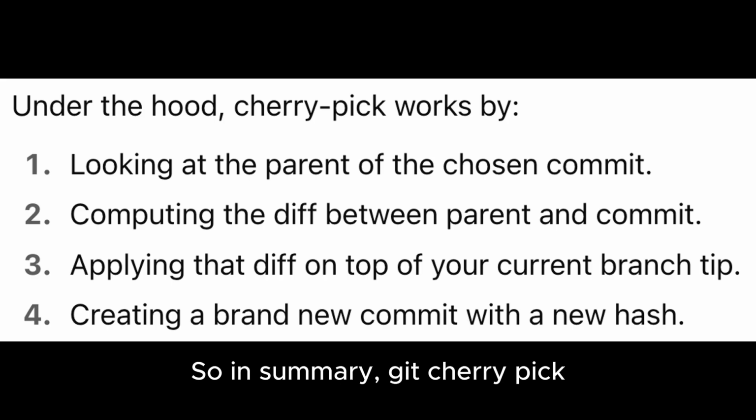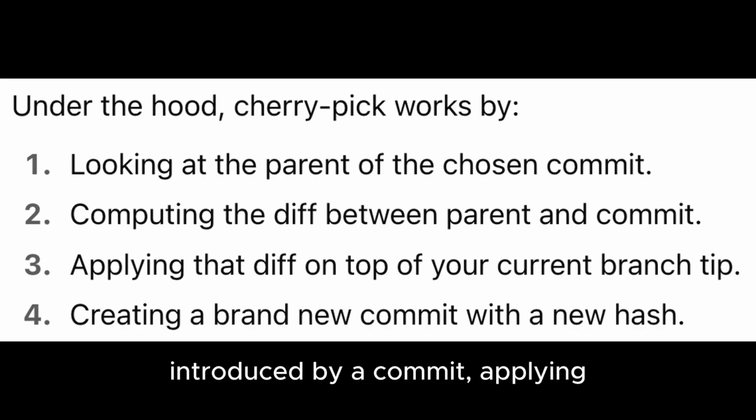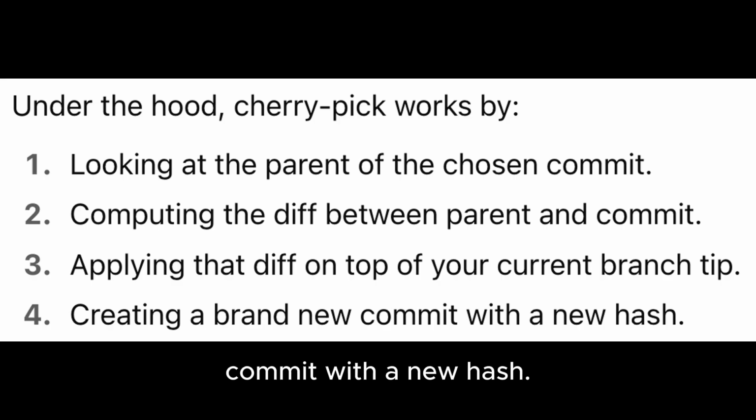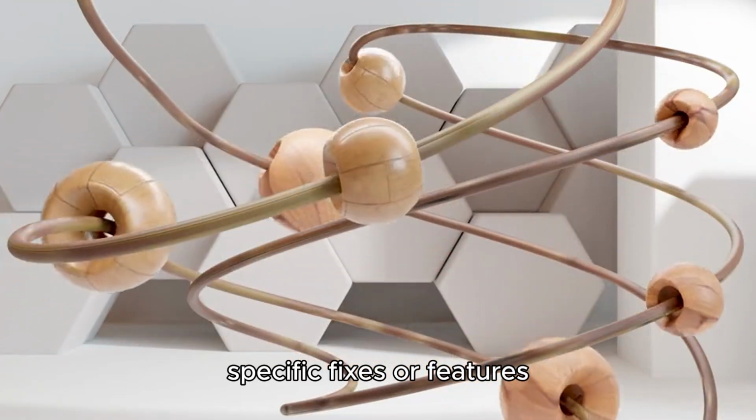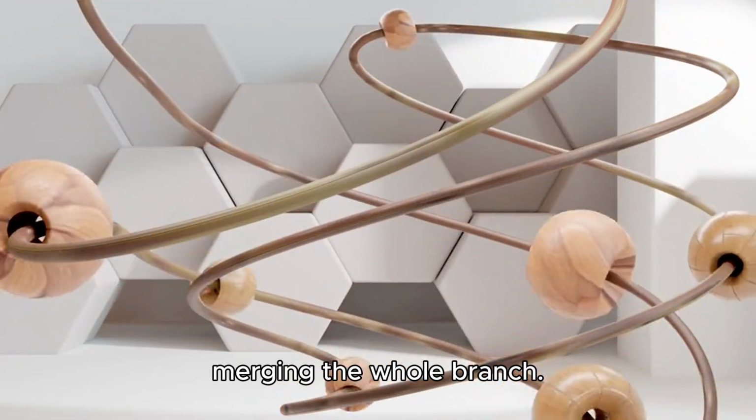So in summary, Git cherry pick works by taking the difference introduced by a commit, applying that patch to your current branch tip, and creating a brand new commit with a new hash. It's a powerful way to pull specific fixes or features across branches without merging the whole branch.